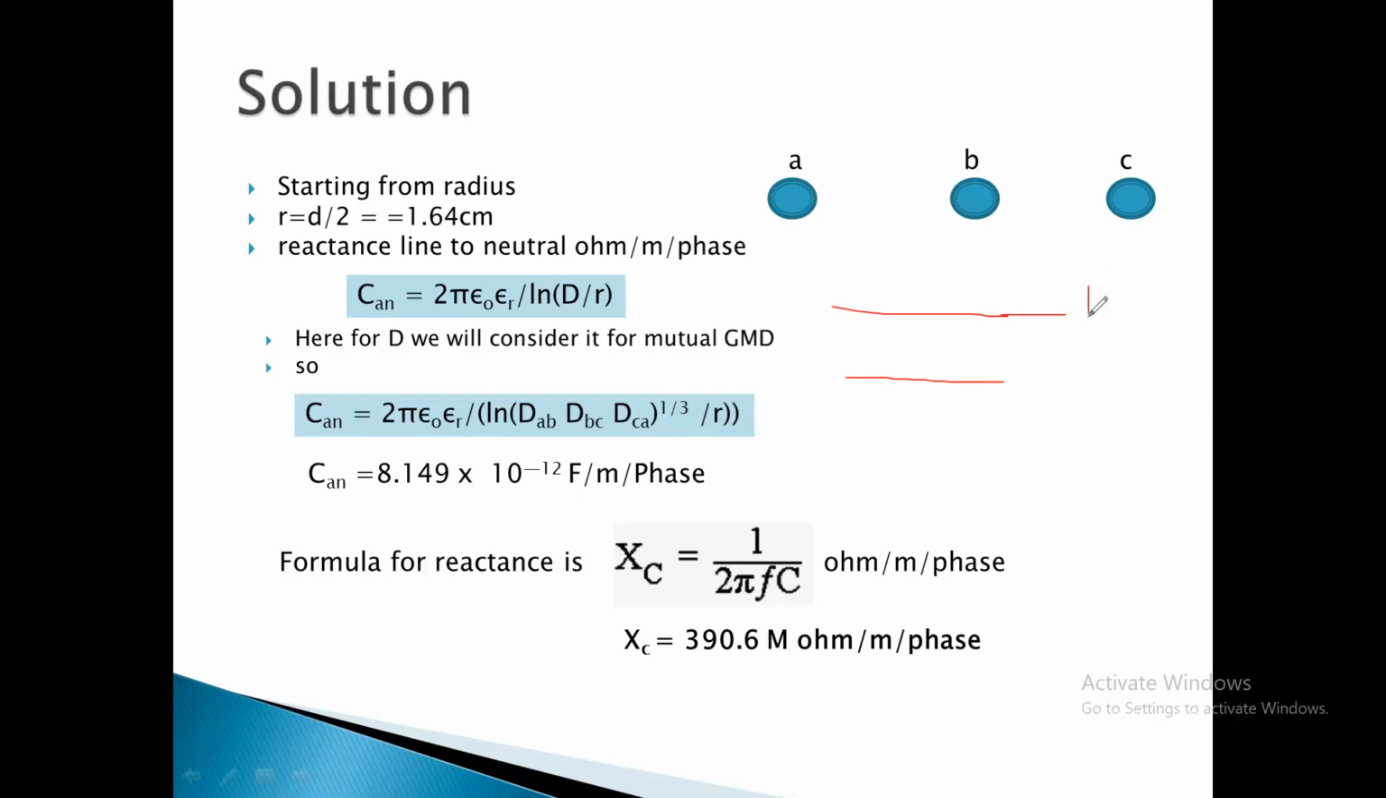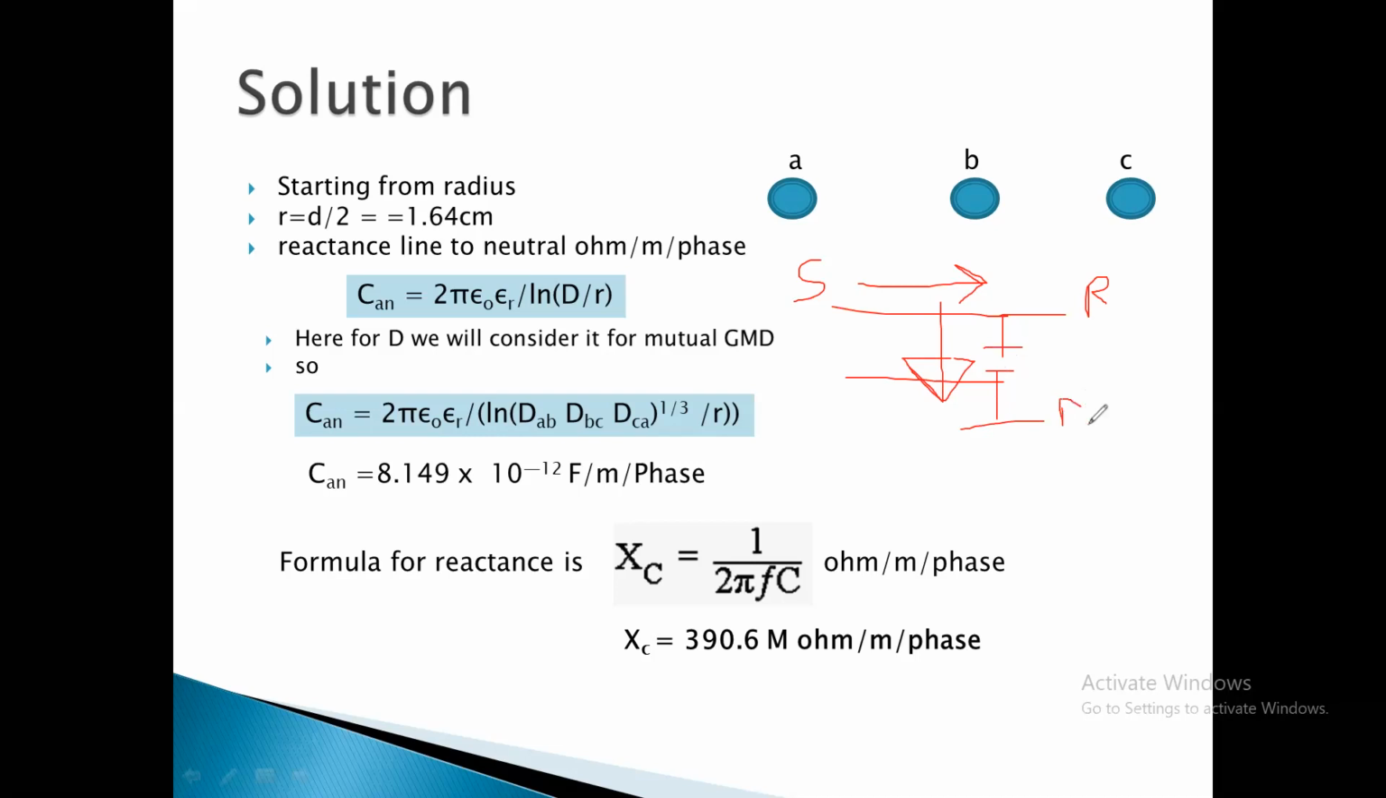For example, this is the receiving end, this is the sending end. I want current to flow in this direction. I don't want the current to flow in this direction. That's why this reactance is very high. We don't want current to flow.